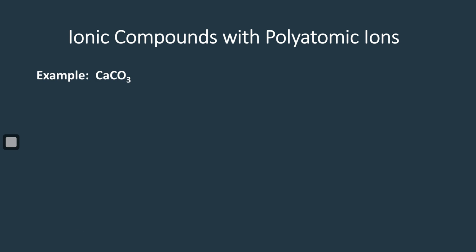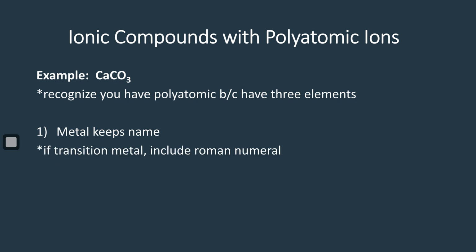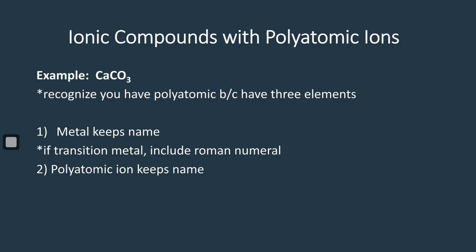With ionic compounds, we recognize that we have a polyatomic ion because we have 3 elements now. Okay, there's 3 elements here. I think they're sometimes called tertiary, but I don't know. You got 3 elements, so it's not going to be just a binary compound. The metal keeps its name. If it's a transition metal, include a Roman numeral. The polyatomic ion keeps its name. So if you learn all the polyatomic ions, which I know will take some time, it just keeps its name. So that one right there was calcium carbonate.